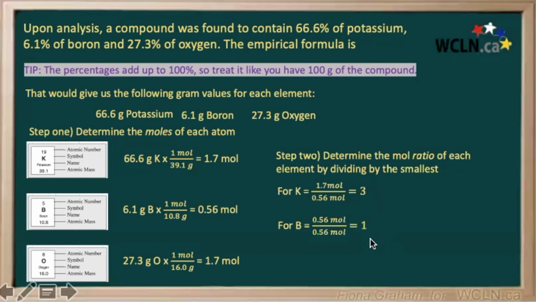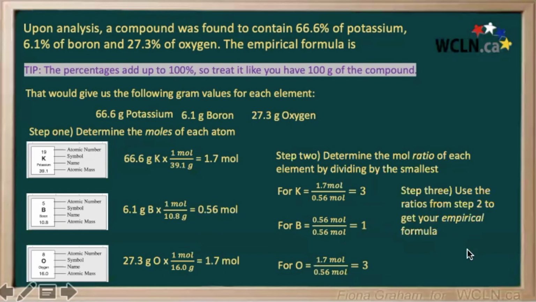For our boron, where we had 0.56 moles, of course, dividing that by 0.56 would give us 1. And for our oxygen, where we had 1.7 moles, we divide that by 0.56, it goes in 3 times. So this lets us know how these elements relate to each other in this compound. So we would use these ratios to figure out our empirical formula.